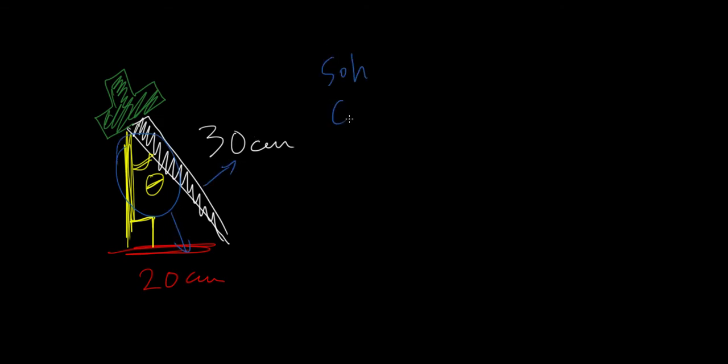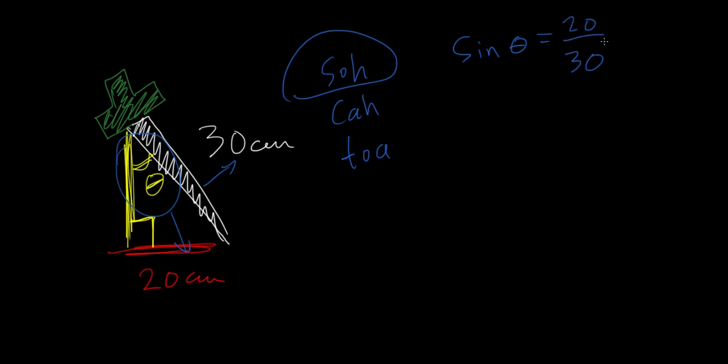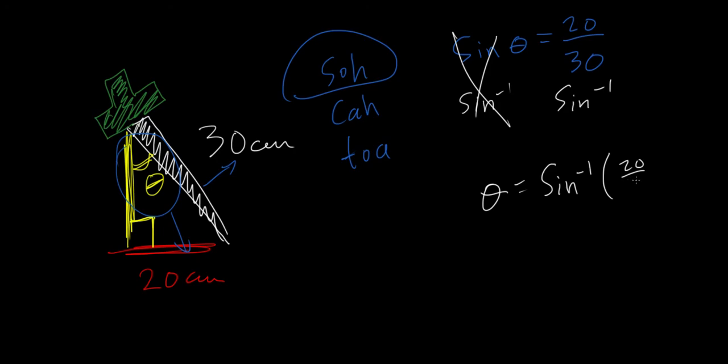So we go SOHCAHTOA. And if we have opposite hypotenuse, that's sine. So sine of theta, which we don't know, equals the opposite over the hypotenuse. So to undo sine algebraically, we do an inverse sine of both sides. These cancel. We're left with theta. And then we're going to use our calculator to figure out the inverse sine of 20 over 30.